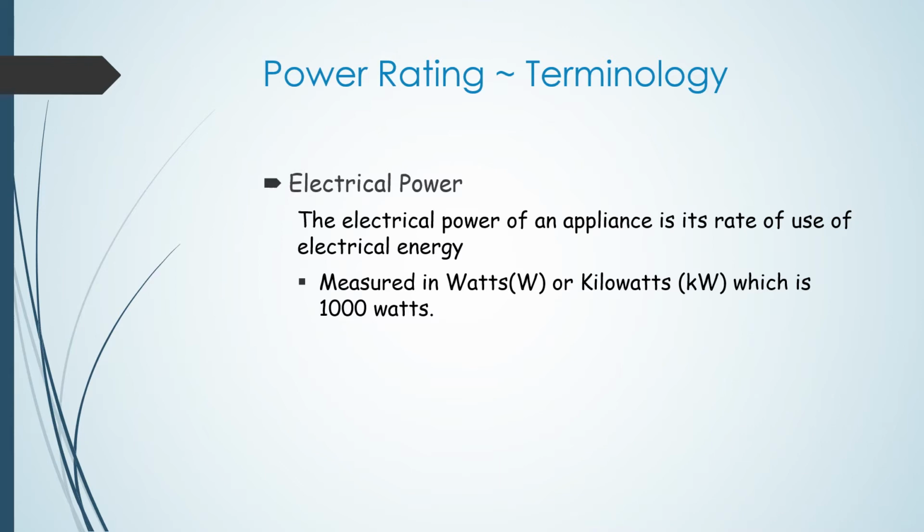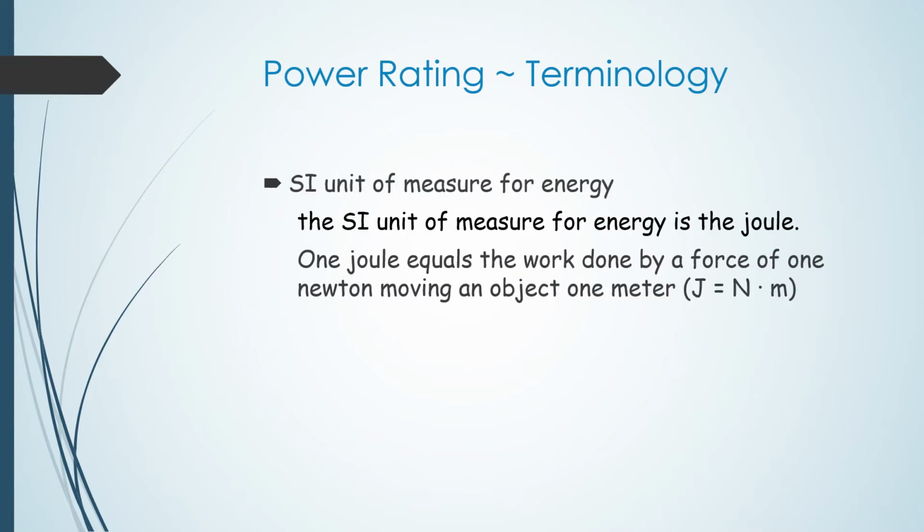So what is power rating? Electrical power of an appliance is its rate of use of electrical energy. This is measured in watts (W) or kilowatts (kW), which is 1,000 watts. The SI unit of measure for energy is 1 joule, and 1 joule equals the work done by a force of 1 newton moving an object 1 meter.